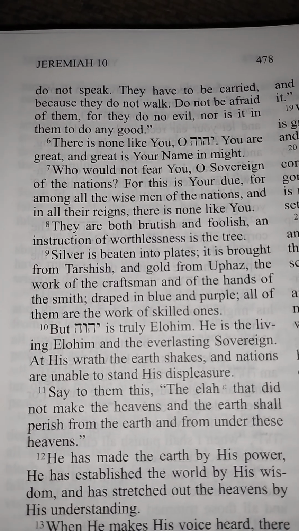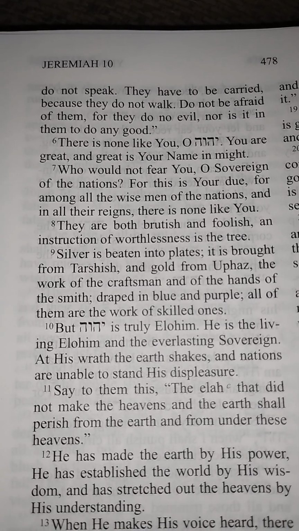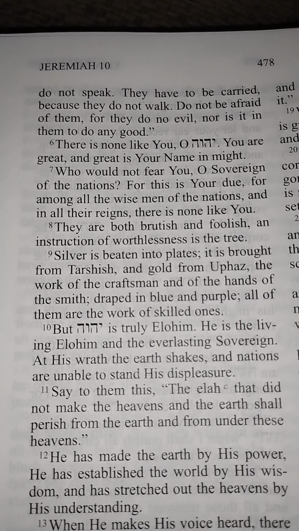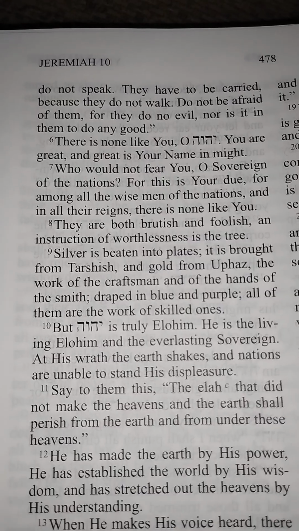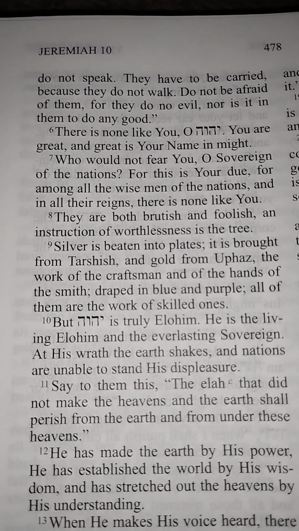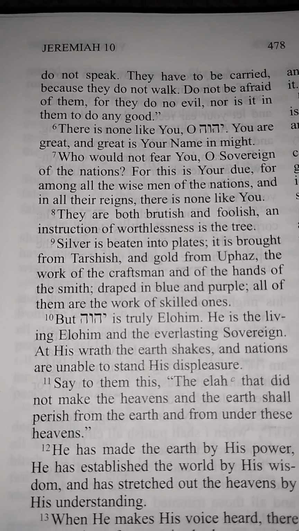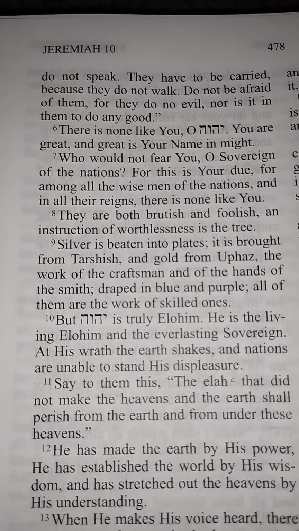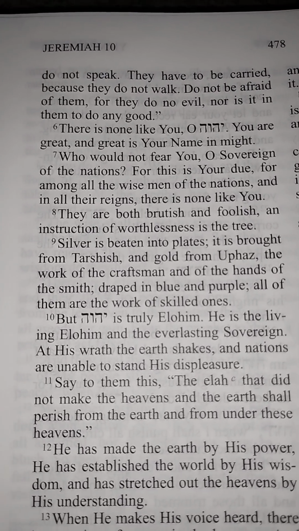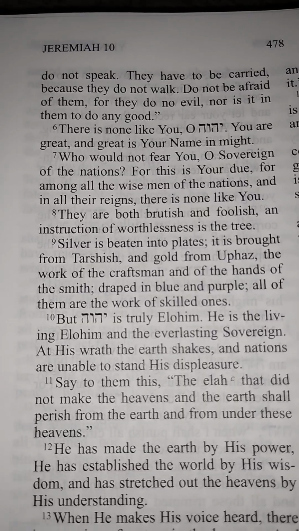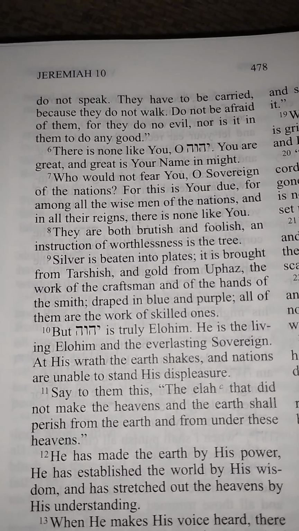For this is your due, for among all the wise men of the nations, and in all their reigns, there is none like you. They are both brutish and foolish. An instruction of worthlessness is the tree. Silver is beaten into plates, it is brought from Tarshish, and gold from Uphaz, the work of the craftsman and of the hands of the smith. Draped in blue and purple, all of them are the work of skilled ones.